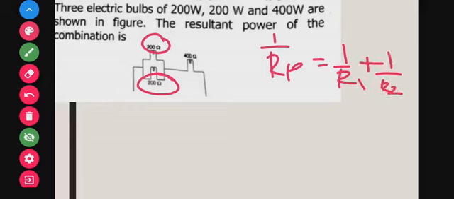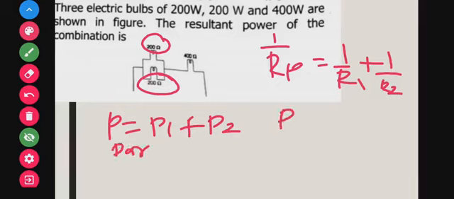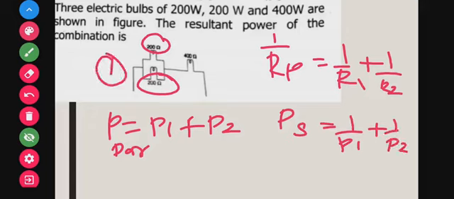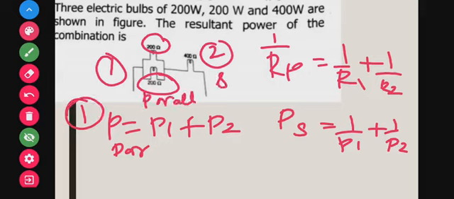If it is the power, suppose we take powers in parallel combination, we just have to add these two things. For parallel we have to add, and for series we have to do the 1 by P1 plus 1 by P2 method. Okay, so let us take this first portion and this second portion. This first portion is in parallel connection, and this is in series connection.